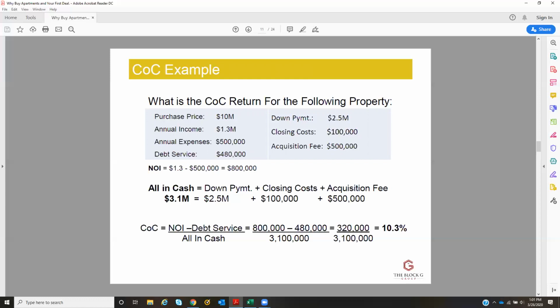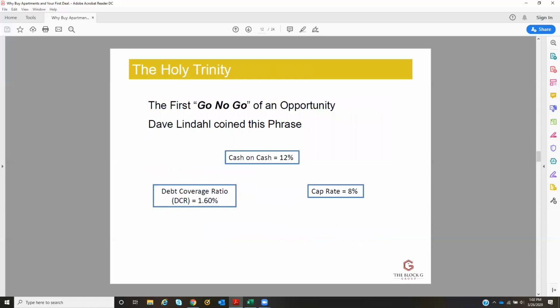You'll get that back with your return on what you paid for the property, but you won't get it back at the closing table. So the calculation at the bottom there comes out to be 10.3%. So it's a cash on cash return of 10.3%. That's pretty good. And you can follow along, and I'm going to give you this PowerPoint after we're done here too, so you can look at that even deeper.